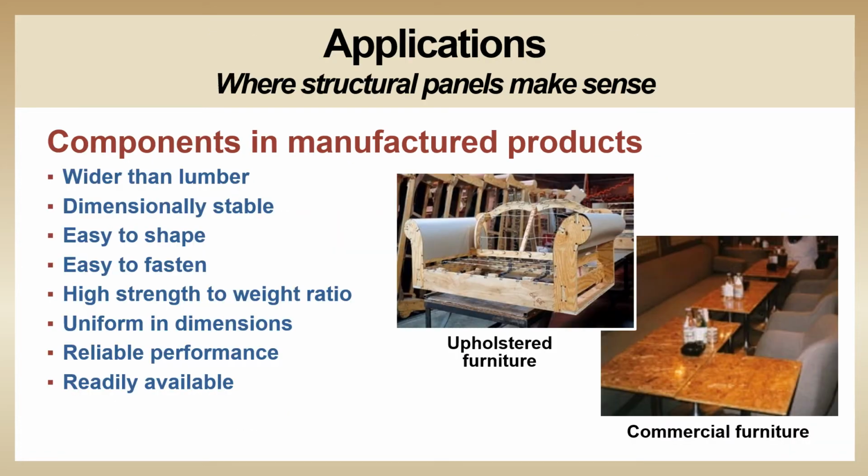Plywood and OSB have replaced lumber components in products where wider pieces were needed and dimensional stability is important. Similar to lumber, plywood and OSB are easy to shape and fasten and have a high strength to weight ratio. The panels come in uniform dimensions with tight manufacturing tolerances, and their level of performance is known and reliable. And most grades of plywood and OSB are widely available in North America and many other parts of the world.